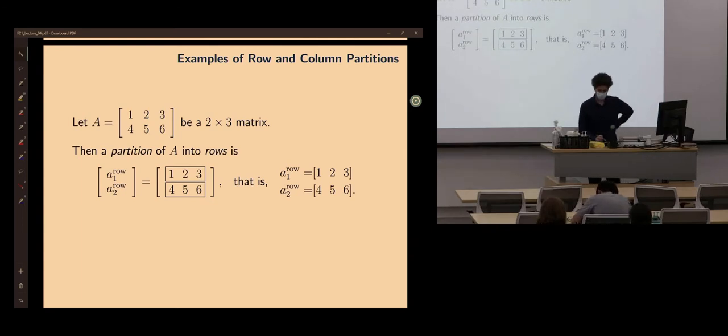So a partition of matrix A into rows is nothing but defining each row of the matrix as a row vector and stacking them like this: row 1, row 2. And we could write them as separate row vectors.